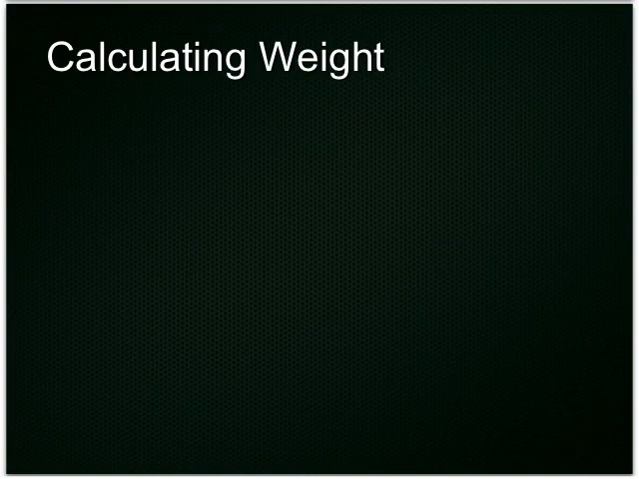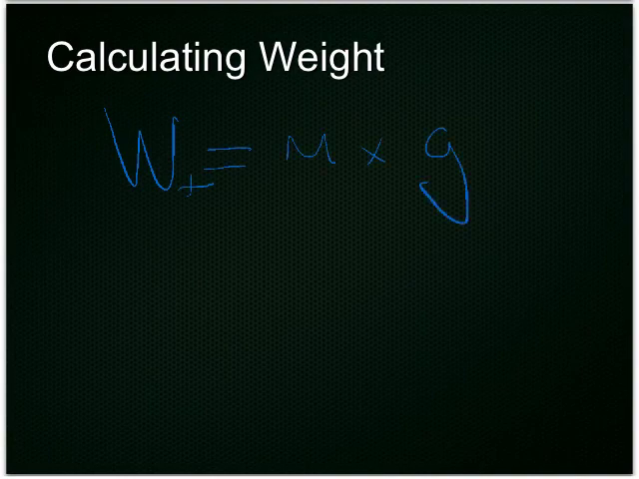Now, how do you calculate weight? Calculating weight, we use this formula. Weight equals mass times gravity. Okay, or gravity equals weight over mass, or mass equals weight over gravity.